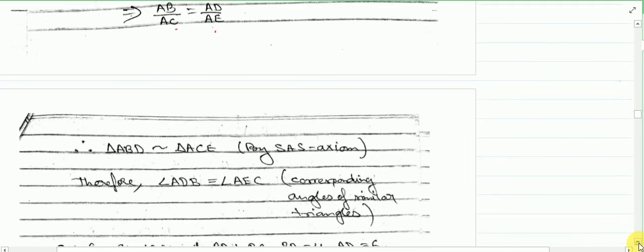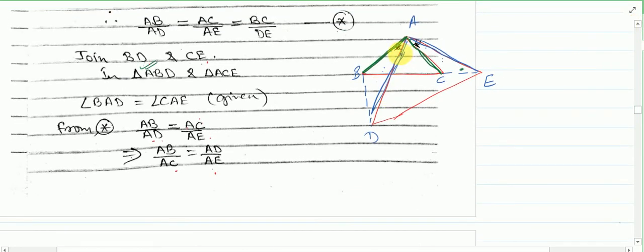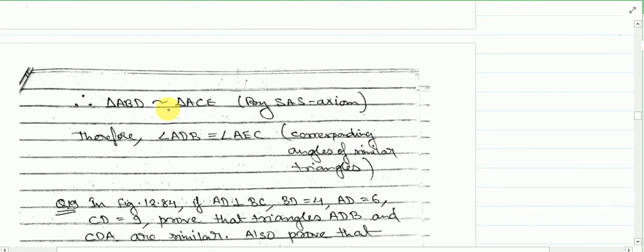So these two triangles are similar by side angle side, and if they are similar, then corresponding angles are going to be equal. So you can see the corresponding angle for this one is going to be this. So therefore these two angles are equal and our proof is done, okay. So we'll write, therefore angle ADB is equal to angle AEC, corresponding angles of similar triangles are equal, okay.